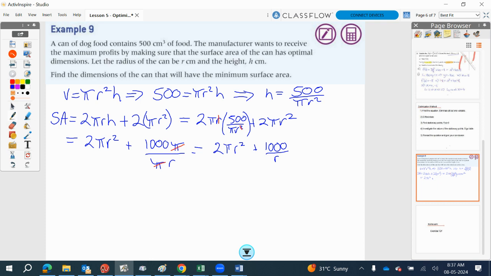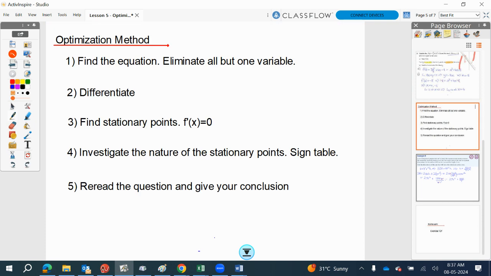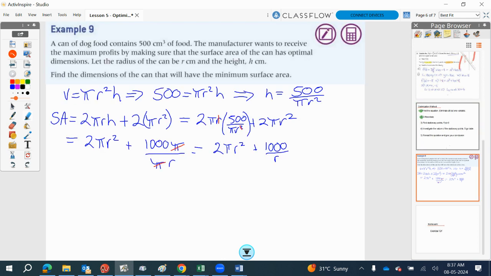This we can derive. So now we have a function which describes the surface area in terms of the radius only. This function will go down and up. We've done step one. We're on to step two. Differentiate. So this is step one. This is step two.